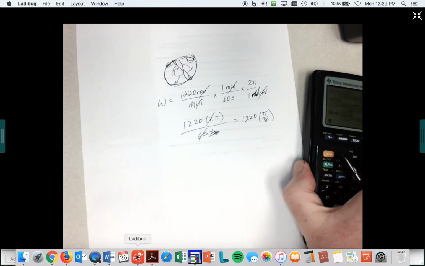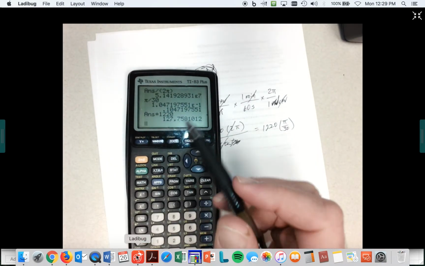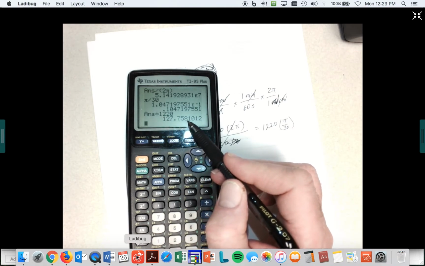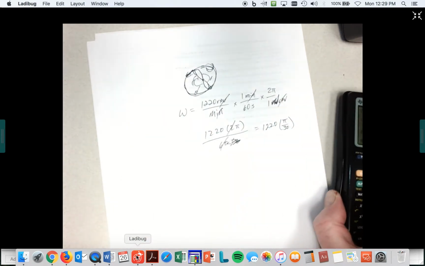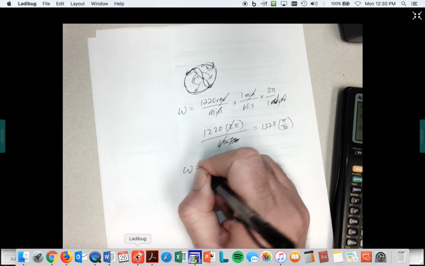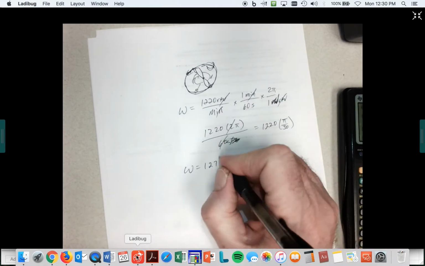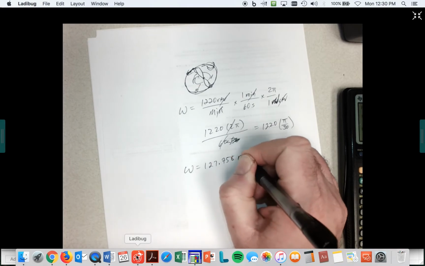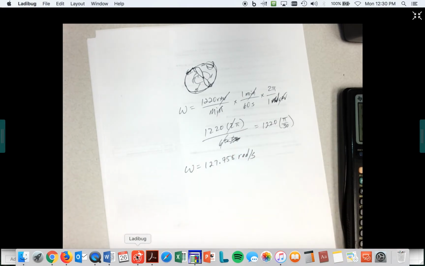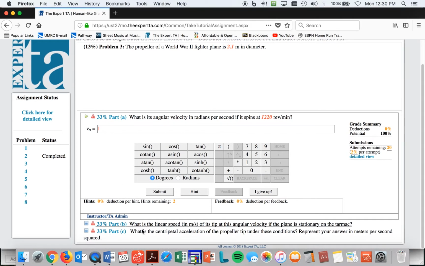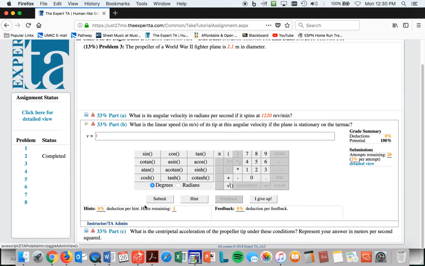127.76. Notice what I'm doing, with good old expert TA, I'm taking it out to 0.758. This is my angular speed of 127.758 radians per second. Now, I'm sure we're not stopping there. What else do they want? They want, what is the linear speed in meters per second at the tip of the propeller?